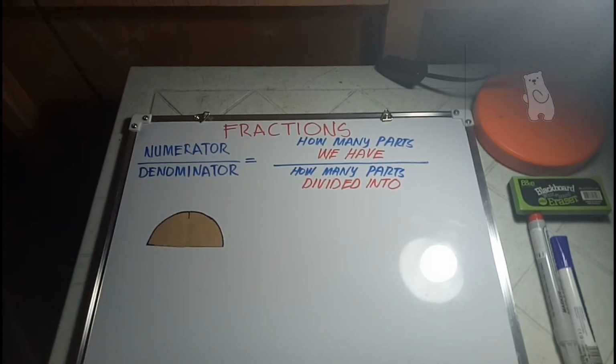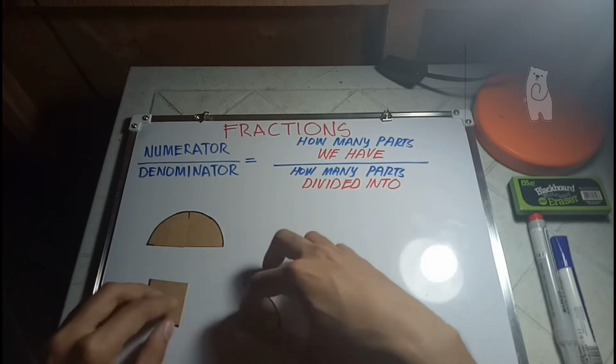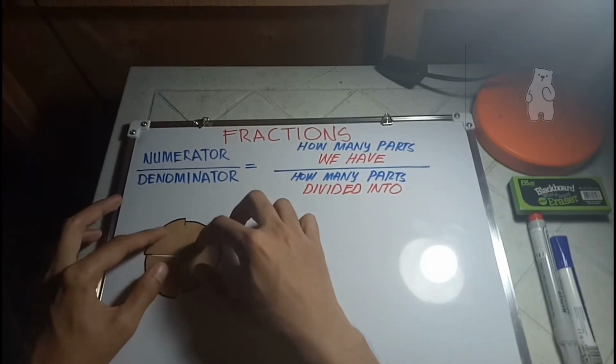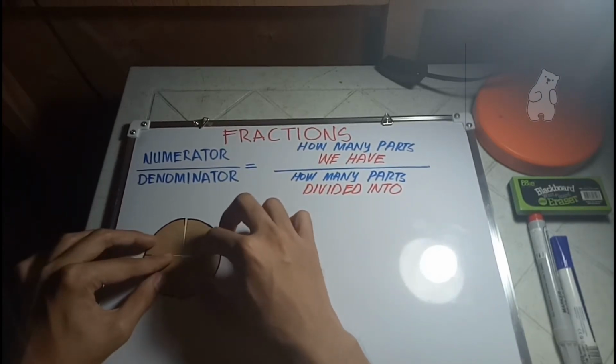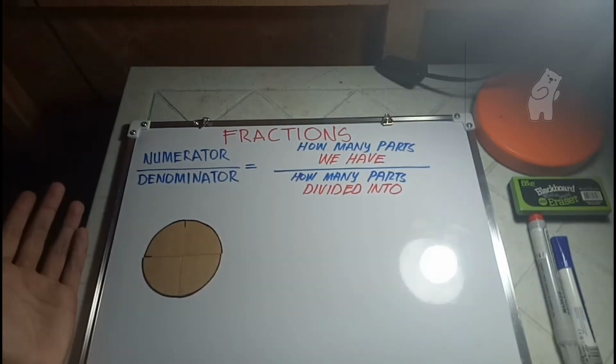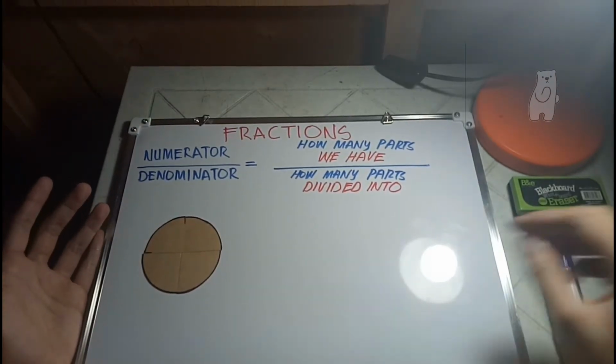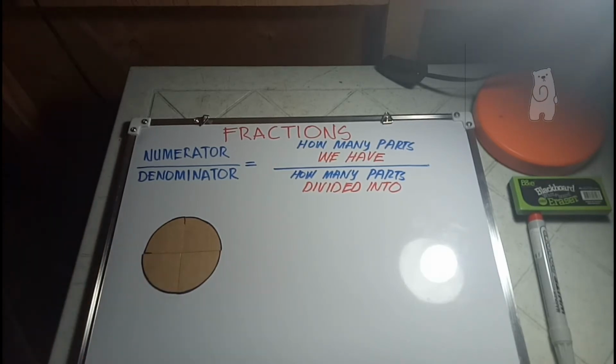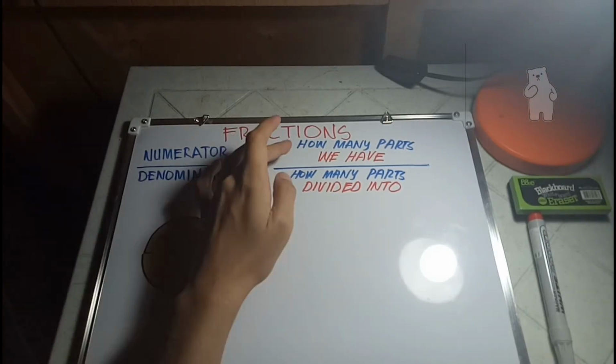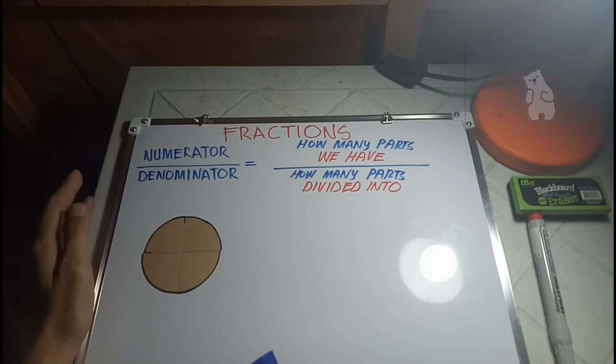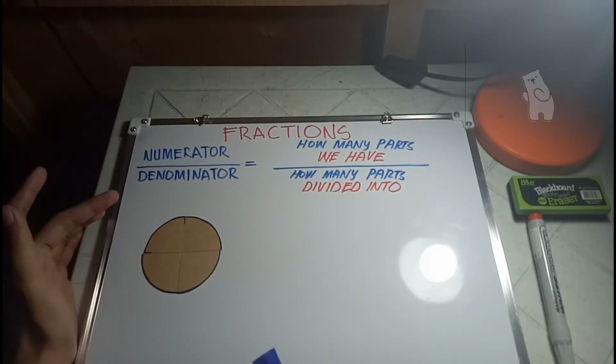this is a pizza. This is a pizza that is divided into 4 parts. So I want this pizza to be represented in a fractional form. Follow lang po tayo kung ano pong nakasaad dito. That's how we will find the numerator and the denominator.